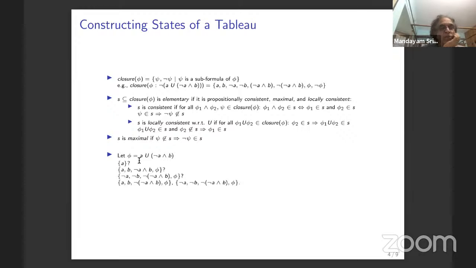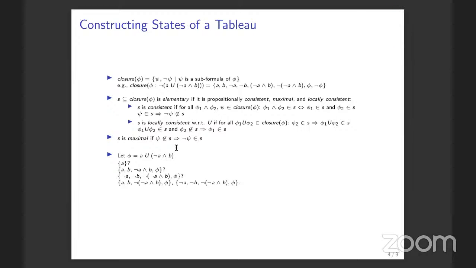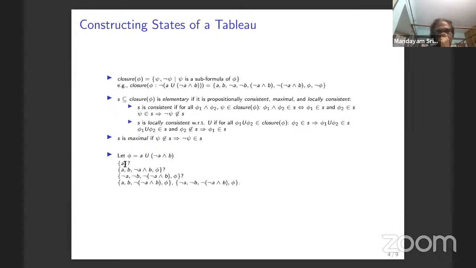So some examples. Suppose phi is A until not A and B. Is the set containing A elementary as per the constraints? No, correct, because it's not maximal. It doesn't say anything about B. Nor, at least the way that we have it, does it have all the subformulas, the positive and the negative version.